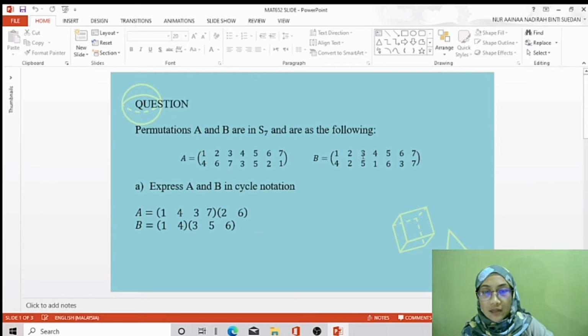Then another cycle is 2 maps to itself, we do not need to write it, same goes for 7. Then the last cycle is 3 goes to 5, 5 maps to 6, then 6 maps to 3, but 3 we do not need to write. So we just put the parenthesis after 6. So (3 5 6). So the answer for A is (1 4 3 7)(2 6). For B, (1 4)(3 5 6).